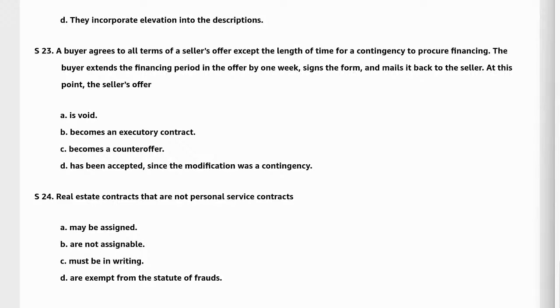So number 24, a real estate contract may be assigned. A buyer puts it in their name, but then says, I want to assign it to my LLC or my corporation, or to somebody else, like when a wholesaler is bringing buyers and sellers together. Then contracts may be assigned.